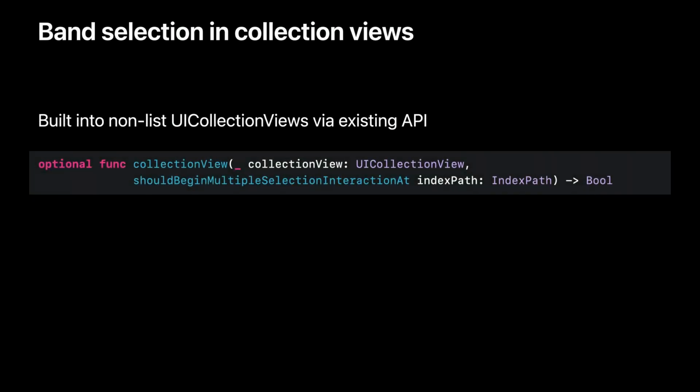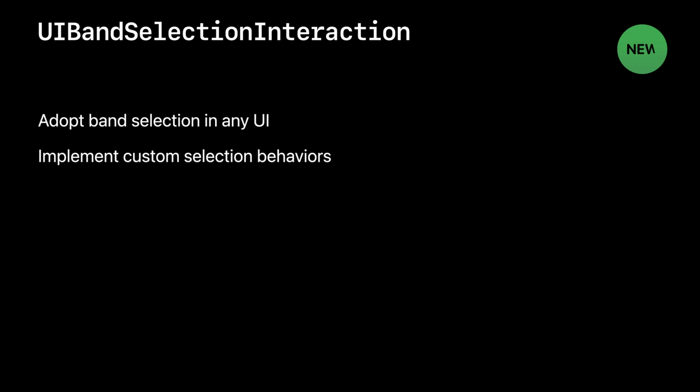This interaction is built into non-list UICollectionViews. Any UICollectionView that supports the existing 1- and 2-finger multi-selection gestures via the should begin multiple selection interaction API gets this behavior automatically in iPadOS 15. For anything other than a UICollectionView, the new UIBandSelectionInteraction API allows you to easily adopt this experience in your app. Since the selection logic is completely up to you, you're able to support custom selection behaviors and have your UI react to the changing selection in any way you choose.